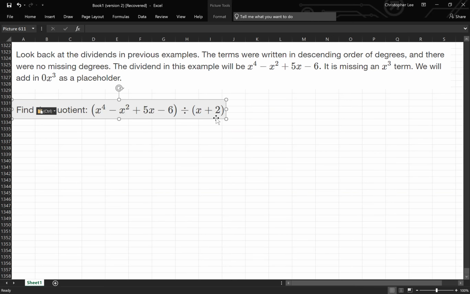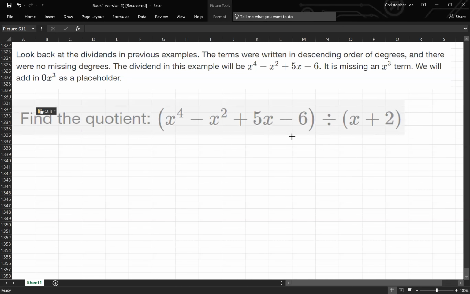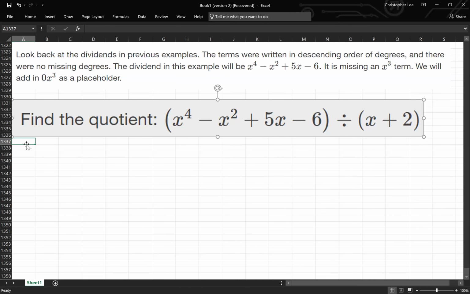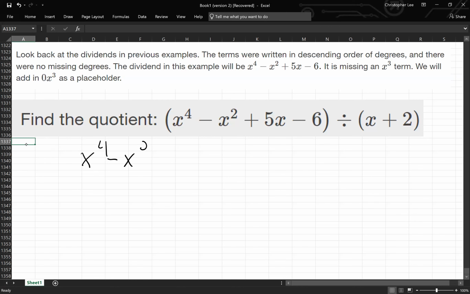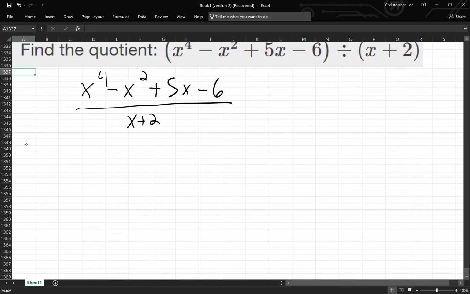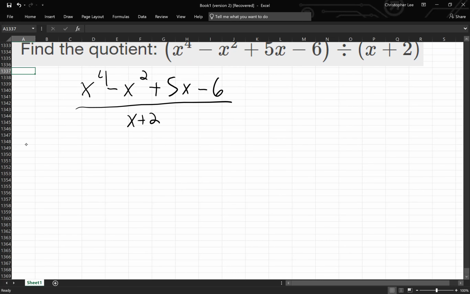All right. So here's the situation I have now. I have x to the 4th. Let me write that out. x to the 4th minus x squared plus 5x minus 6, all divided by x plus 2. Now, it's the same type of division we're going to do, right? Our divisor goes on the outside, x plus 2, and then I'm going to write in our numerator.